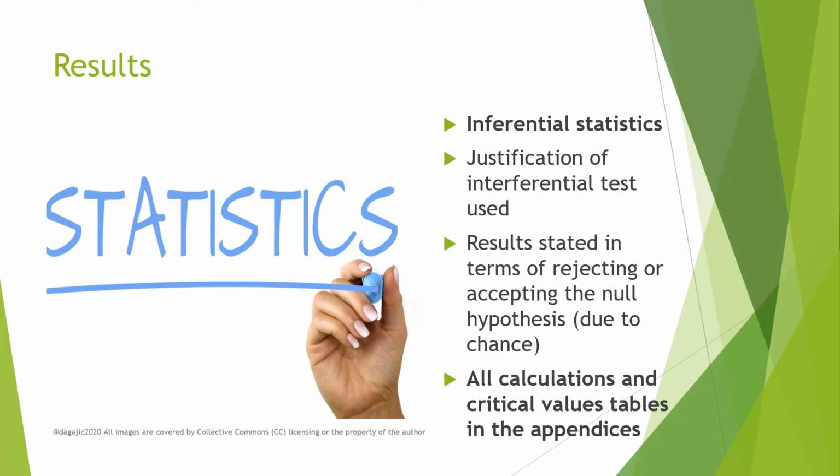Inferential statistics, so your justification of the inferential test used. So was it a test of difference? Was it a correlation? What was your research design? What level of data did you collect? The results then should be stated in terms of rejecting or accepting the null hypotheses. And all calculations and critical value tables again need to be in the appendices.